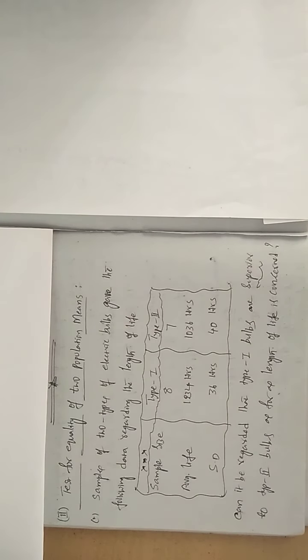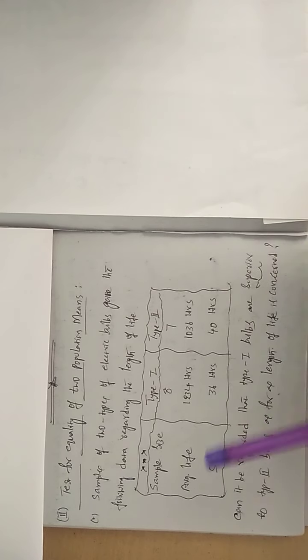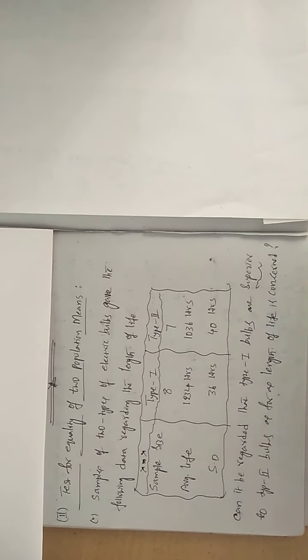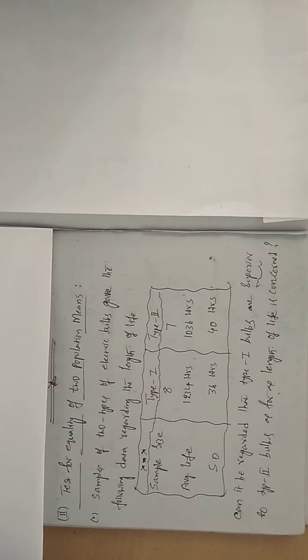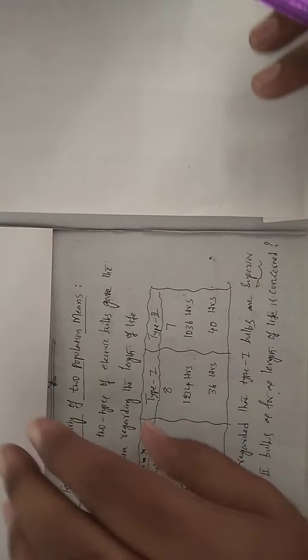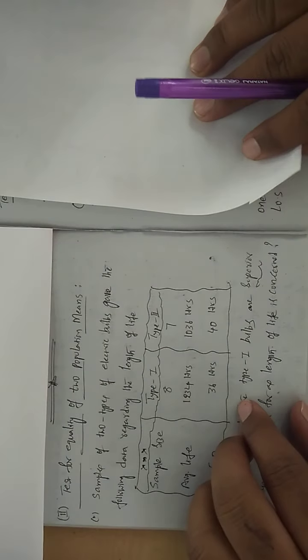Can it be regarded that type 1 bulbs are superior to type 2 bulbs as far as the length of life is concerned? So the mean value is given. According to the mean value, which is the best one? Again the comparative word is there, superior. So this indicates that the alternative hypothesis is going to be a one-tailed test. Now let us see the solution of the problem.